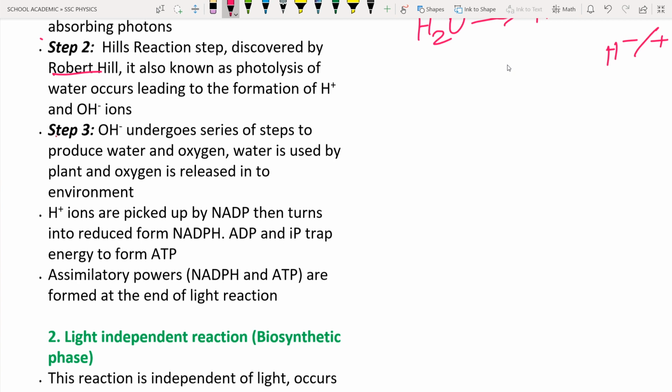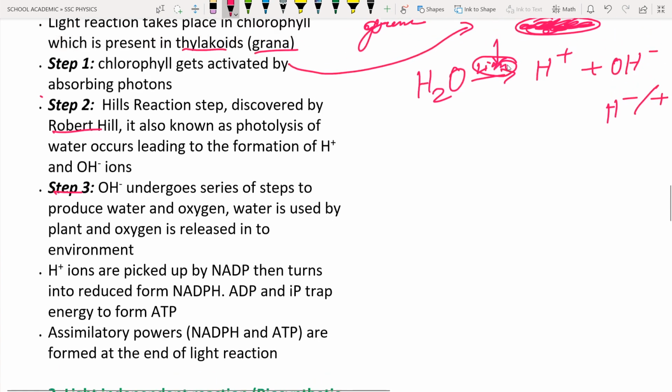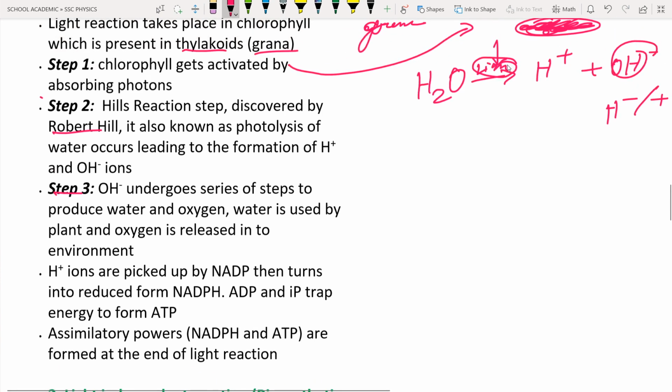Okay, next is step 3. Step 3 is the OH minus. Just now we have seen that the OH ion is produced from the Hill's reaction. So we have an important function for the OH minus ion. What is it going to do? It undergoes a series of steps to produce water and oxygen. So what is meant by water and oxygen? It is nothing but H2O and O2. It means the OH minus ion is going to be involved in a series of steps to form water and oxygen.